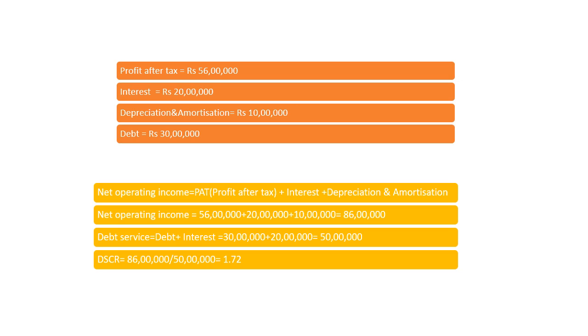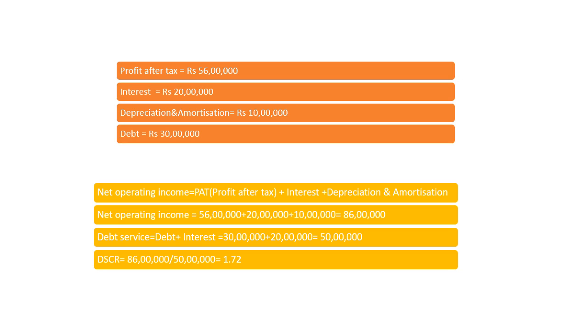Let us understand the concept of debt service coverage ratio with the help of an example. We take a case of a business whose profit after tax is rupees 56 lakh, interest is rupees 20 lakh, depreciation and amortization are rupees 10 lakh, debt is rupees 30 lakh. So first we will find out net operating income, which is the sum total of profit after tax, interest, depreciation and amortization. So net operating income will be equal to profit after tax 56 lakh plus interest rupees 20 lakh, depreciation and amortization rupees 10 lakh, total is rupees 86 lakh.